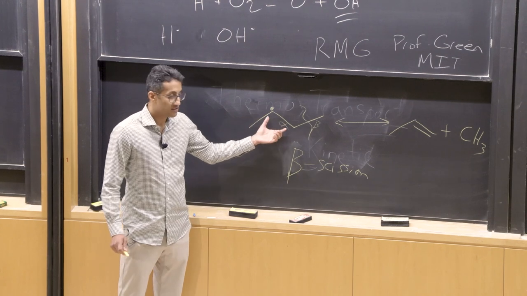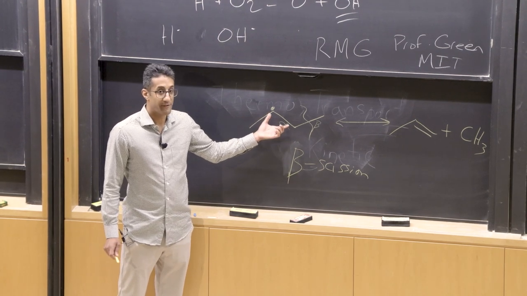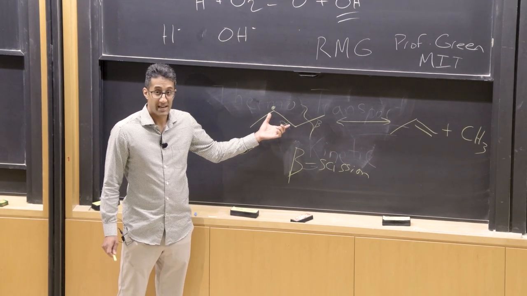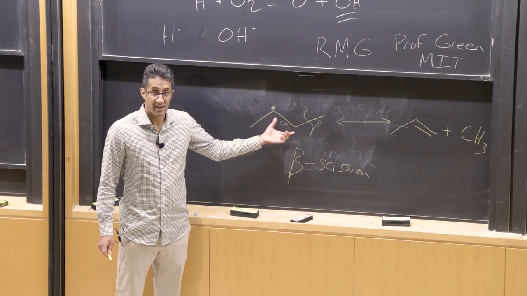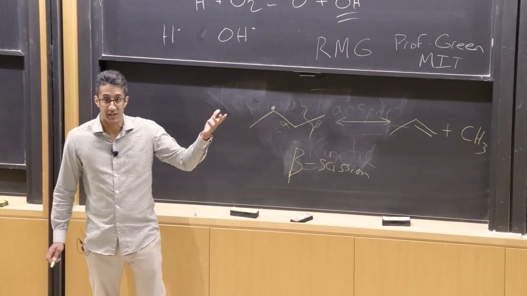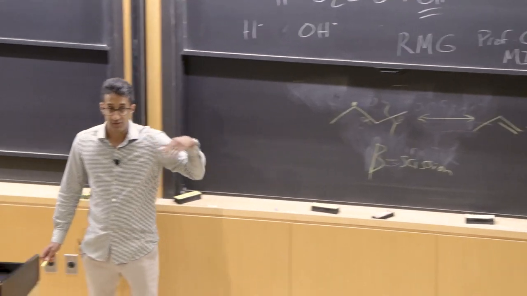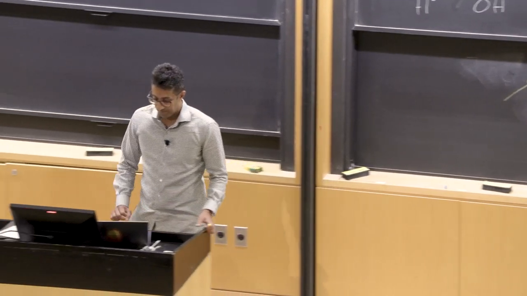And in combustion, we never see that, yeah? So maybe if you're doing a kinetic model for a fusion reactor, you might include alpha scission reactions and different things that happen at very high temperatures. But here, we don't worry about it.